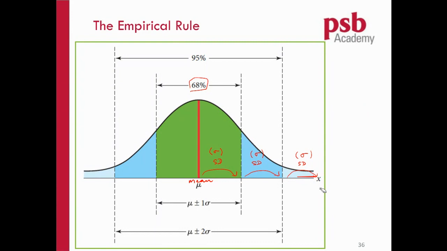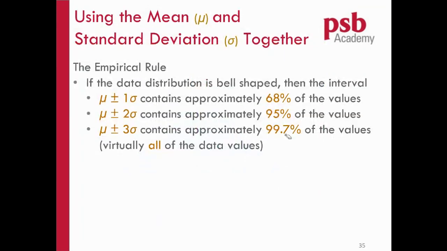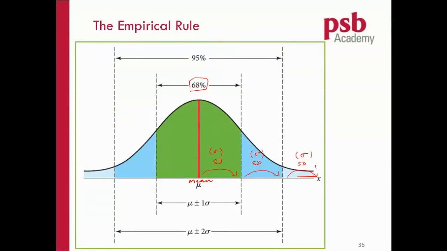So you have another section. 1, 2, 3, 1, 2, 3. How many percent? 99.7%. So how much is left on the two sides? How much more is left here? 0.3%.